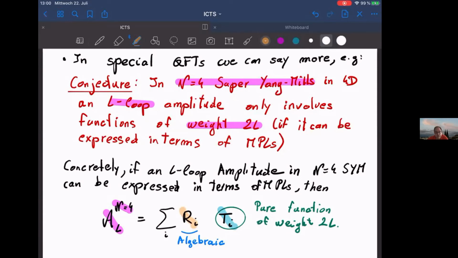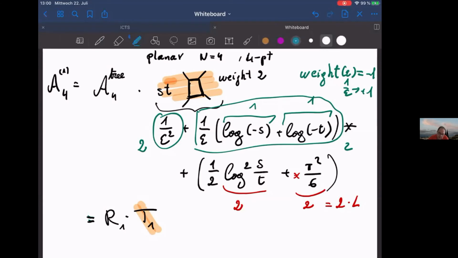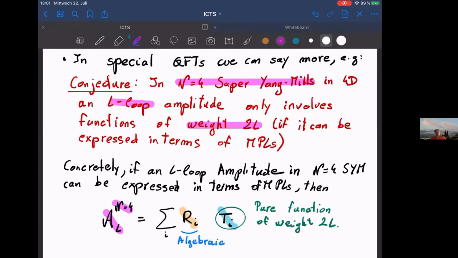multiplied by algebraic functions. So if you go back to the example that I just gave you, the one loop 4-point amplitude, you can write it as R times T. There's only one term, so it's R1 T1 if you want, where there is a transcendental function, which is this box integral, which has weight 2. So it saturates the bound. And then there is a rational function, which is the tree amplitude that multiplies it. Okay? And similar structures hold for every amplitude in N=4 super Yang-Mills, even if you look at non-planar corrections. Okay.